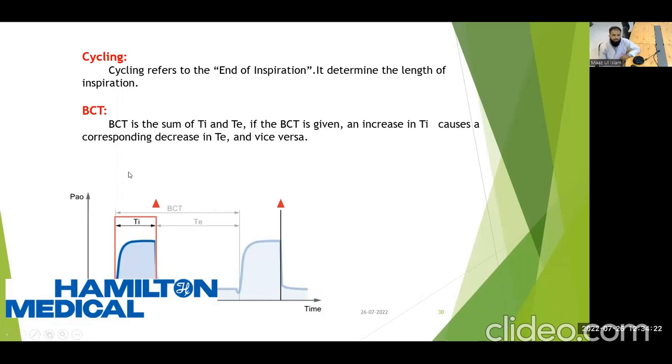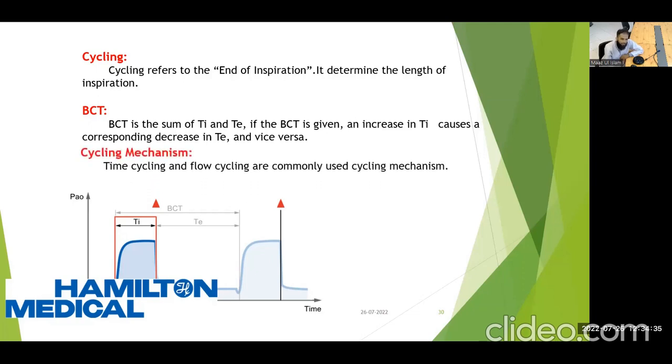The BCT is the sum of TI and TE. If the BCT is given, an increase in TI causes a corresponding decrease in TE and vice versa. Cycling mechanisms: time cycling and flow cycling. Basically, cycling has been divided into two basic phenomena. Number one is time cycling and number two is flow cycling.